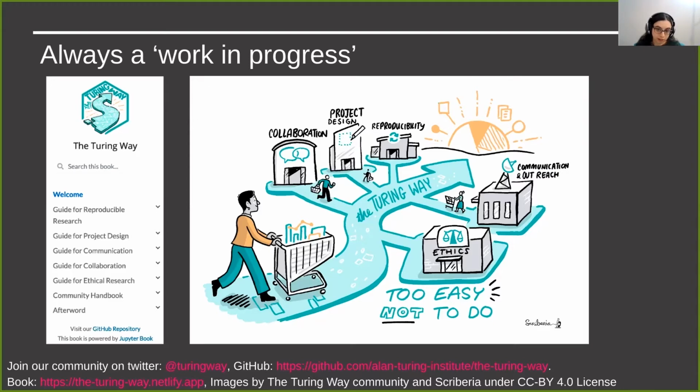We understand that data science practices will continue to evolve and change over time. So location and new knowledge that our community members produce will also be a part of that. And therefore, the project is and will always be a work in progress, which you are welcome to join as well.